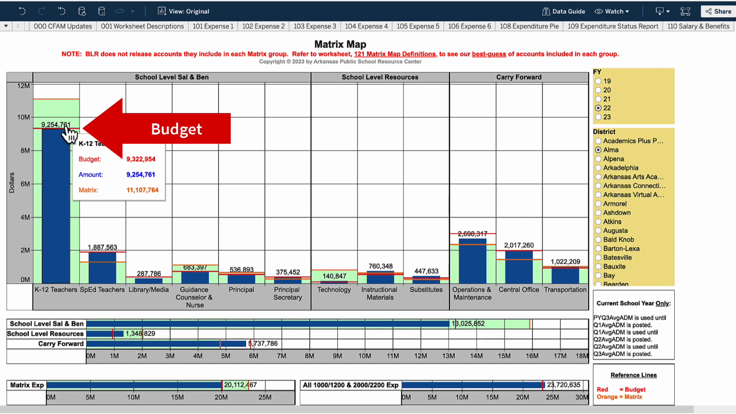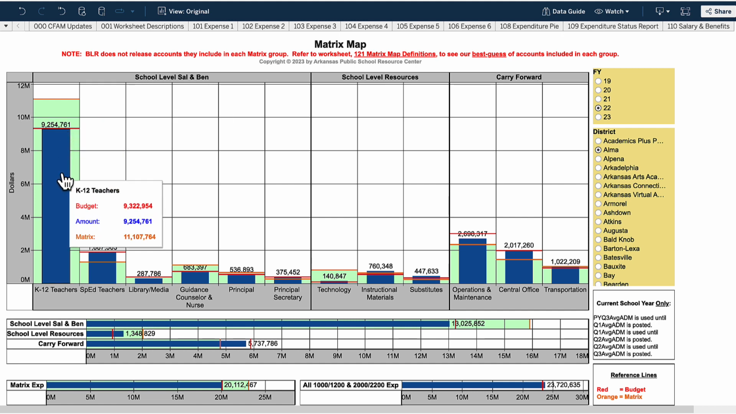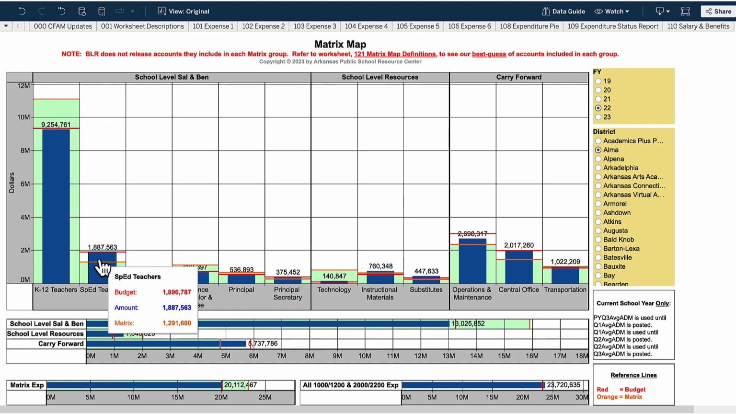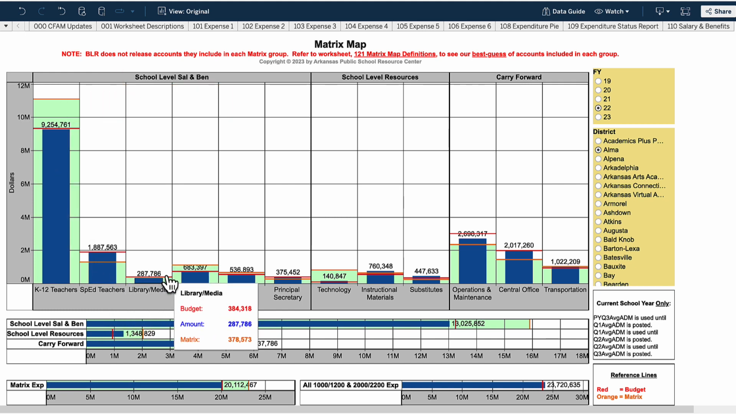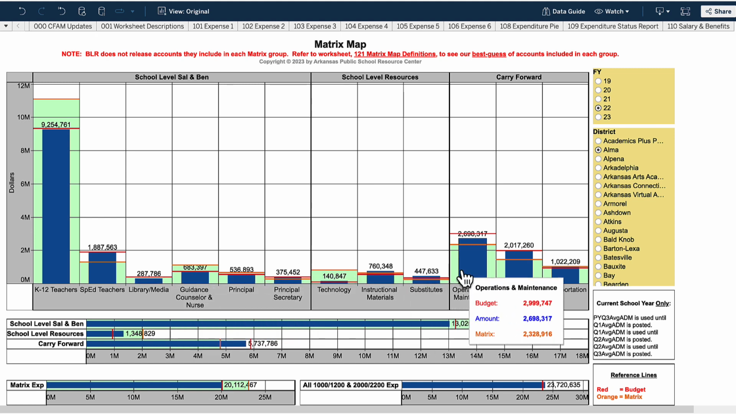So this district obviously spent right in line with what they were budgeted to spend. The matrix amount, the recommendation, is in gold or yellow, and that's a little bit higher in some cases. In some places, schools spend more than what's in the matrix. Some places they spend slightly less. That varies from school to school. But you can see most of the spending is somewhat in line with what the matrix recommendation is.